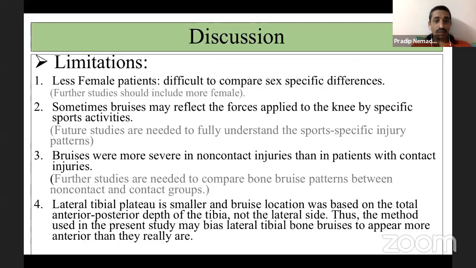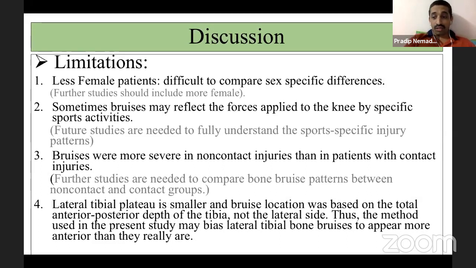The limitation of the study is that there are fewer female patients, so it is difficult to compare sex-specific differences. Sometimes a bruise may reflect the force applied to the knee by a specific sports activity. So suppose, like each sport, if you see, there are different bone bruise patterns that are prevalent in that, and these sometimes can cause bias. So the author has agreed. Bone bruises were more severe in non-contact injuries than in contact injuries.